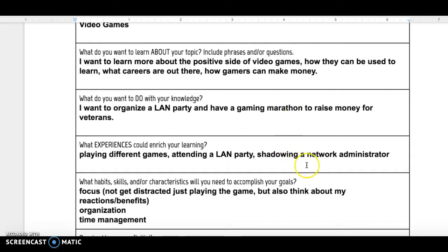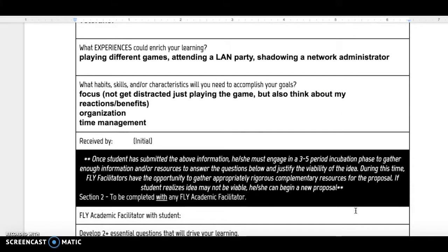Maybe he wants to shadow a network administrator to learn more about the infrastructure side of setting up this video game LAN party as well. Habits that Clark feels like he will need to accomplish his goals. Well, he's definitely going to need to focus, because when you're playing games, he can't just get distracted by playing the game, but he has to think about how his body is working, how his mind is working, maybe how his eyes are working, how his heart is working, his emotions. Right? He's definitely going to need to be organized, and he's definitely going to need time management.